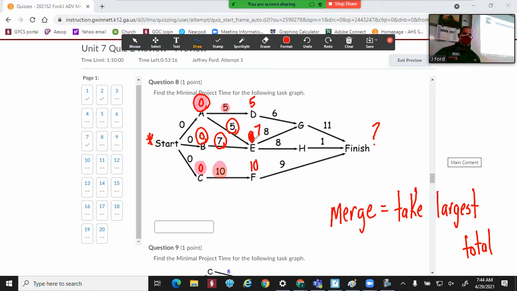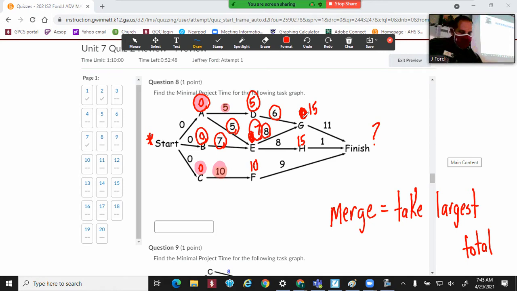All right. Now look at H. H is a straight line. E starts at 7, plus 8, that will give me 15. Looking at G, G is a merge. Again, you are going to do some analyzing. D starts at 5 plus 6, that's 11. E starts at 7 plus 8, 15. Well, what number is bigger? You would say 15. And lastly, finish is a merge of three things.